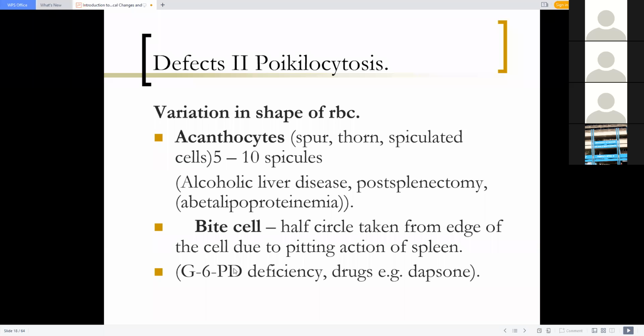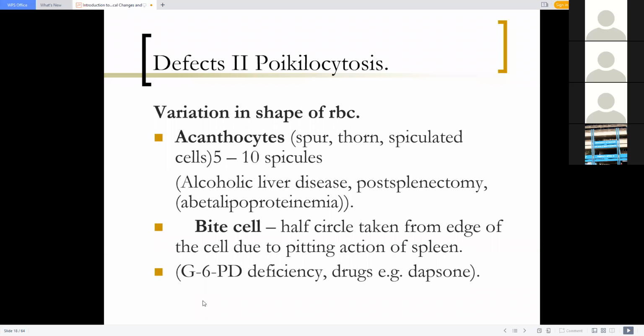Then there is a bite cell, which may occur because of repeated action of the spleen. So the spleen may remove a little bit of the red cell, all right? And the red cell forms a cup-like shape, where the bit has been removed and it mends itself. So we call that a bite cell. And bite cells are seen in enzyme deficiencies like G6PD deficiency.